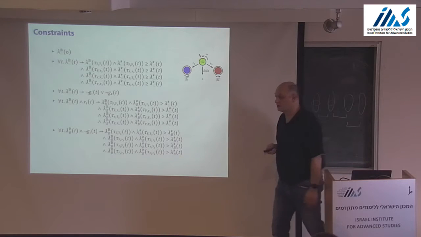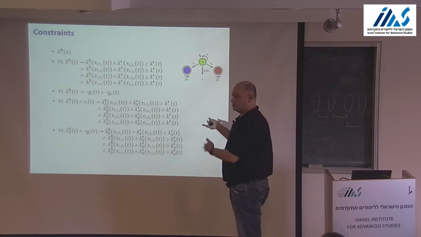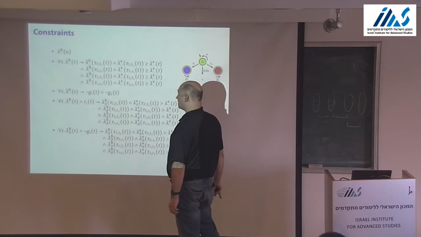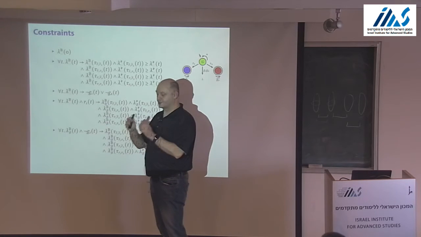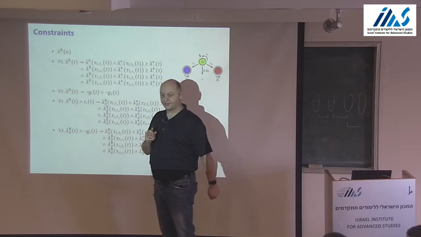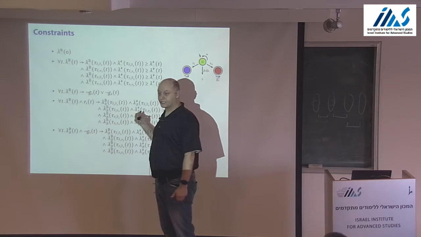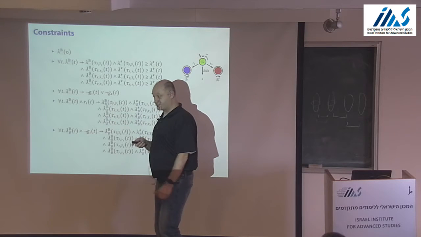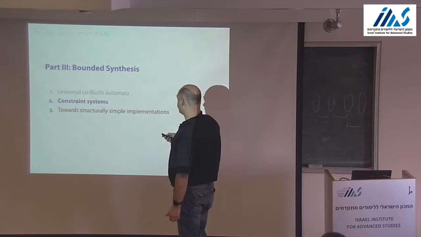Why is it in NP? Because this system is exponentially large. Yes, it is. So Moshe's comment was, you're cheating. This is exponentially large, and you're claiming this is in NP. And I was cheating, but on purpose.